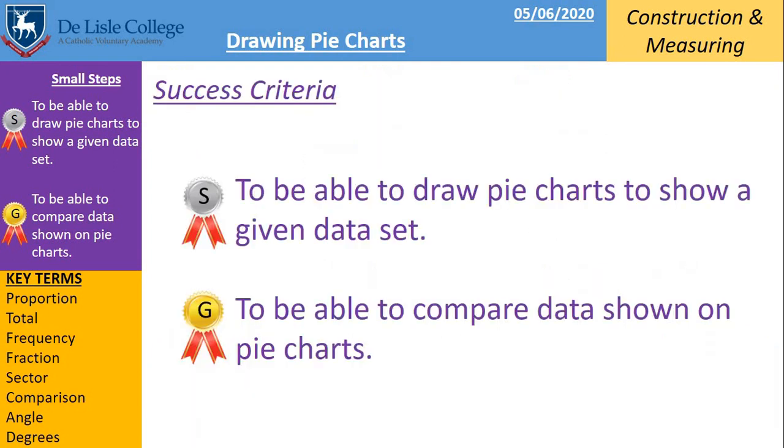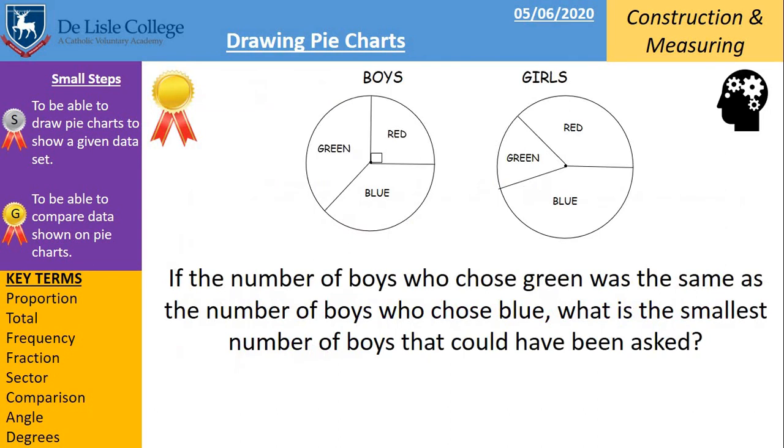Okay, so we've been able to draw some pie charts together to show a given data set, and then we've had a little look at the end at comparing data shown on the pie charts and how important it is to know certain information, certainly to do with the total number that have been asked. Final question, which is a nice complex one based upon the same pie charts: if the number of boys who chose green was the same as the number of boys who chose blue, what is the smallest number of boys that could have been asked?